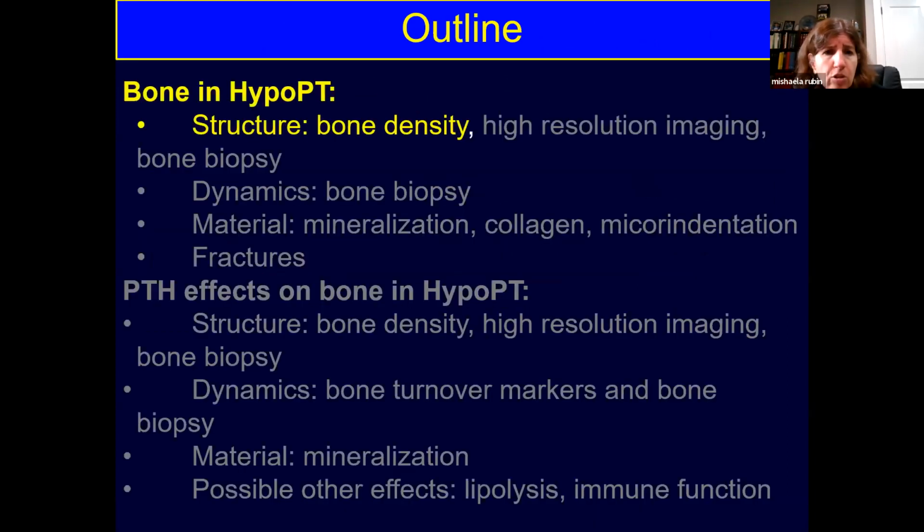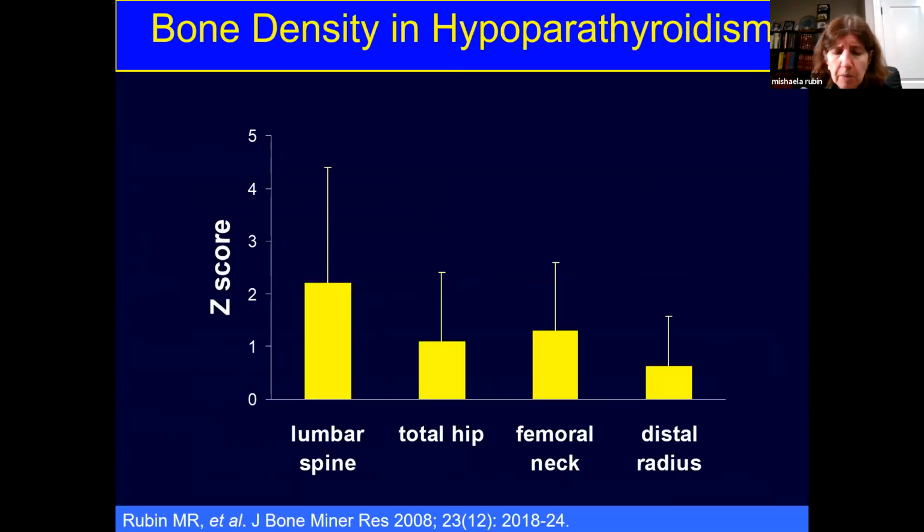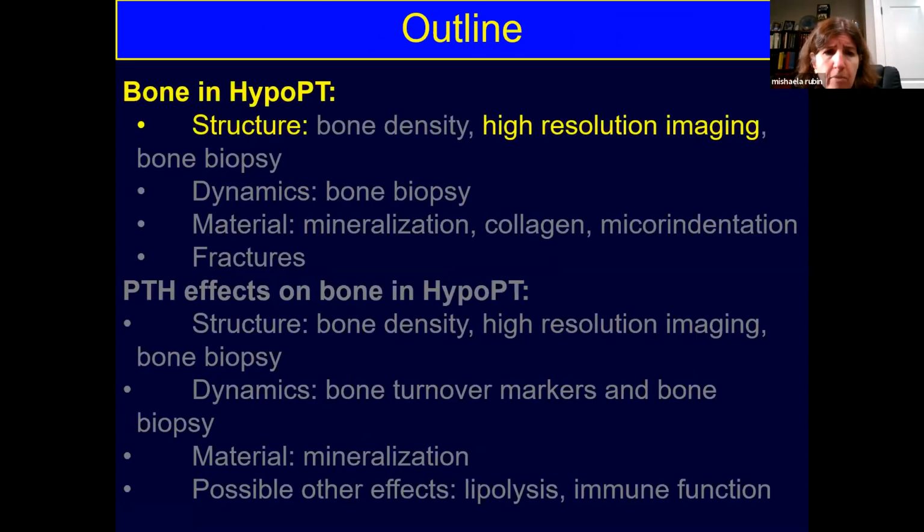The first thing that I'm going to show you is what bone density looked like. This has been observed not only by us, but by other investigators as well, which is that the bone density is increased. It's increased at all sites in the skeleton, but it seems to be particularly increased at the lumbar spine. The number here on the y-axis, the Z-score, is how the bone density compares to other people who are the same age and the same sex. You can see that it's really higher at every site, and especially so at the spine. So it's a thicker bone.